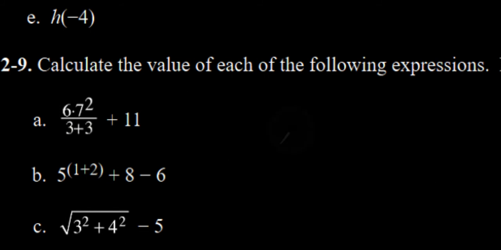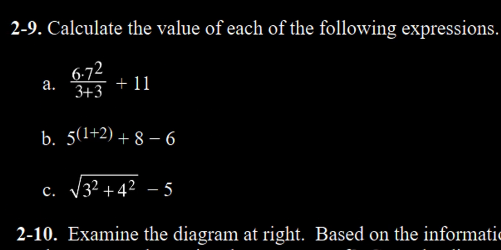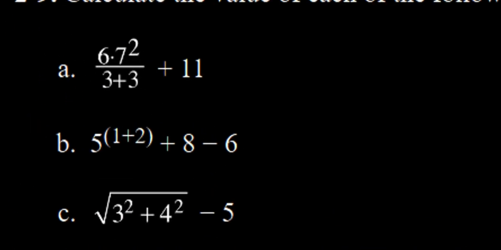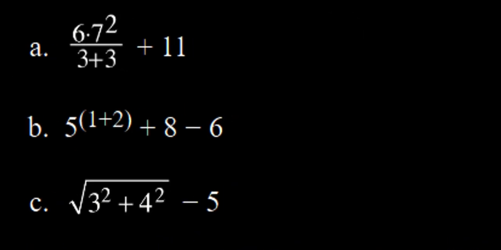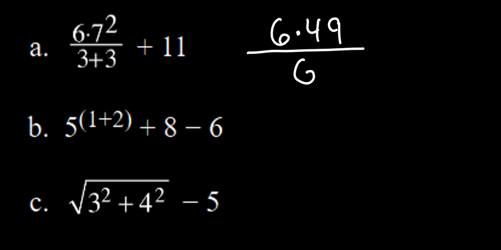All right, next it says calculate the value of each of the following expressions. Oh, that's nice. So just kind of a nice little simple order of operations trip down memory lane. In my numerator, I do have some exponentiation, so that is going to become a 6 times 49. That denominator has 2 different terms, but I can rewrite it so it looks like a factor of 6, right? There's no plus in there now.